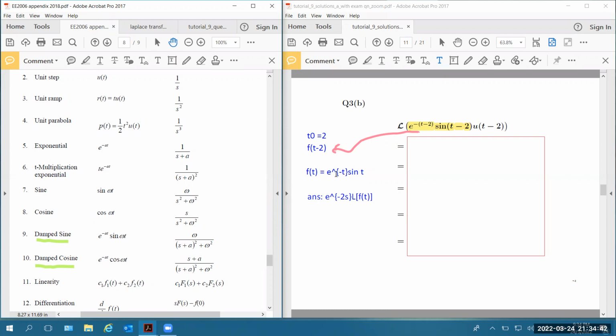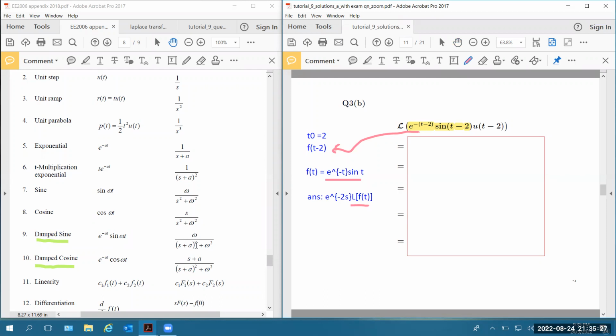If you are going to use this, that means your a is what? And what's the omega? This one, I'm talking about this one. You want to find the Laplace transform of this, where this is your small f. So now you're looking at your sine. Your a is 1, and your omega is also 1. And this is the Laplace transform.